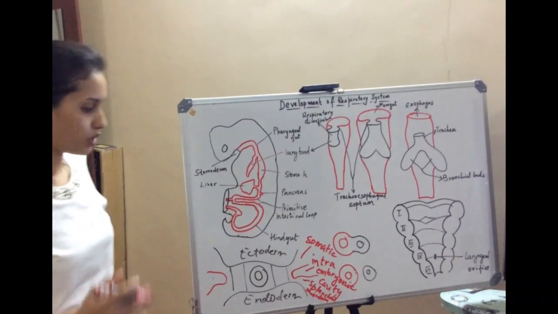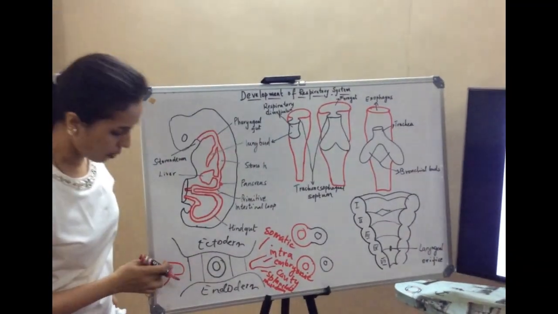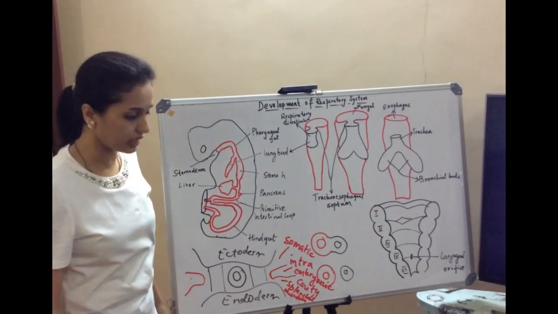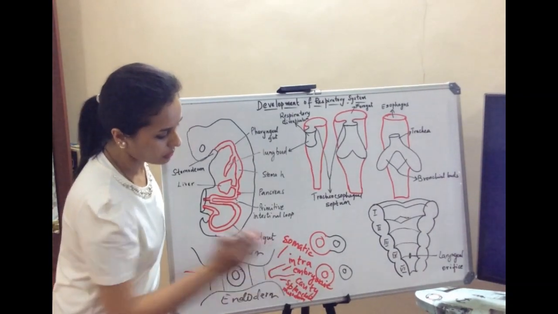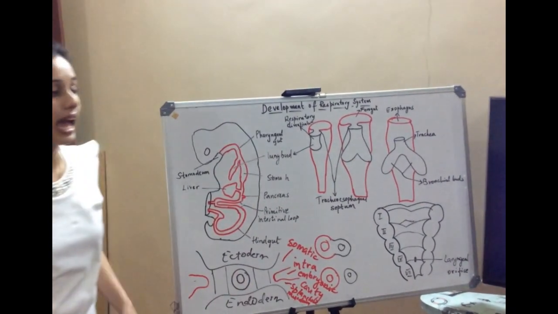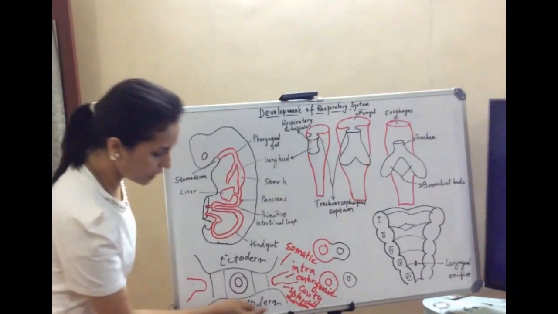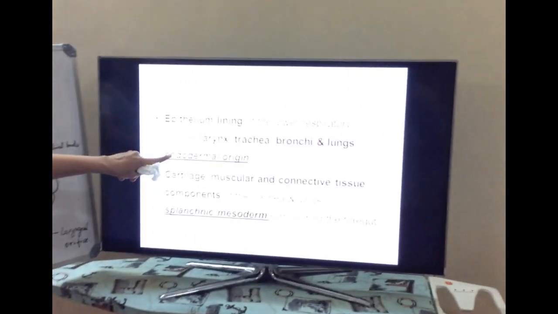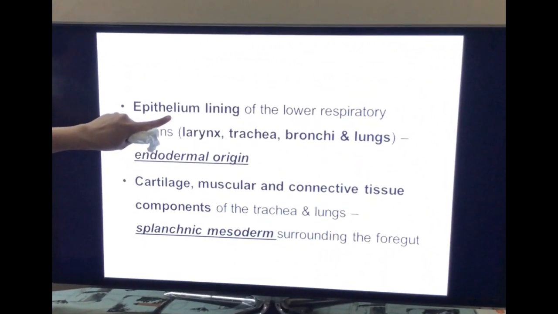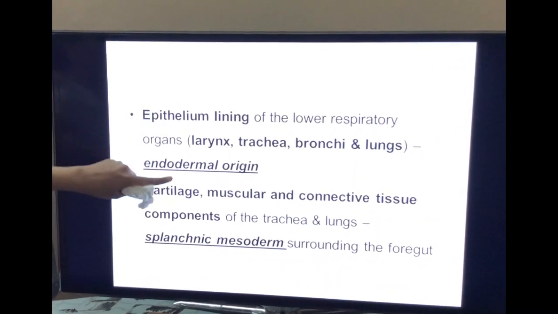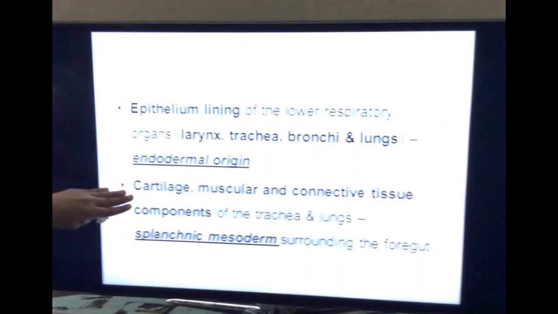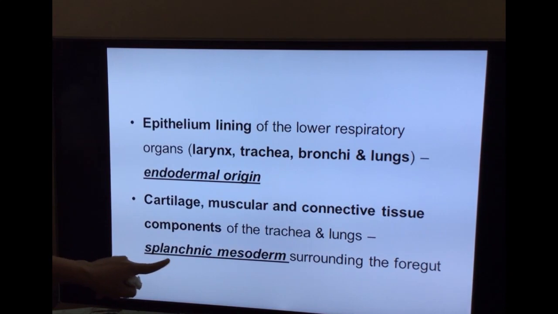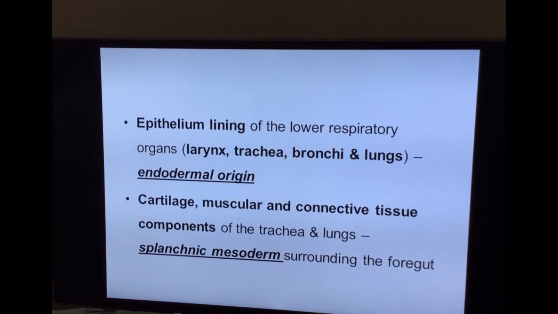So the lateral mesoderm is subdivided by the formation of the intraembryonic cavity. The mesoderm adjacent to the ectoderm is called somatic mesoderm, and the mesoderm adjacent to the endoderm is called splanchnic mesoderm. As I told, the epithelial lining takes origin from the endoderm, and the remaining cartilage, muscles and connective tissue arise from the splanchnic mesoderm, which is adjacent to the endoderm.